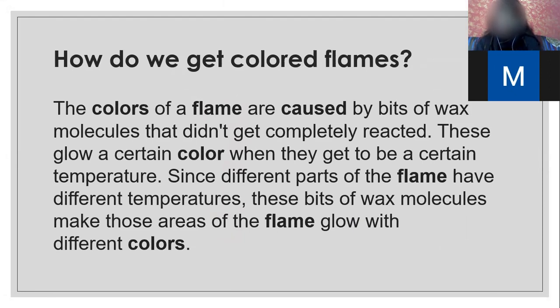But there are some of the reactants, some of the atoms, or we can say molecules, that cannot react completely, and they are the main reason for the colored flames. These unreacted molecules glow a certain color when they get to a certain temperature, since different parts of the flame have different temperatures. These bits of wax molecules make those areas of the flame glow with different colors.